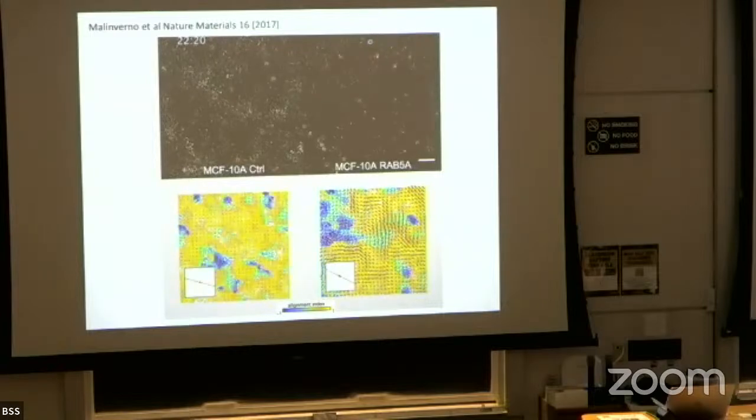Any questions? Yep. When RAB5A is taken out, or does it just naturally decay away and stop? It naturally seems to decay away and stop. Yeah, it goes back to active turbulence.